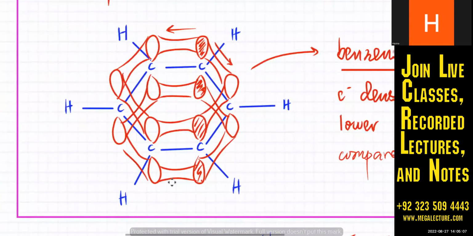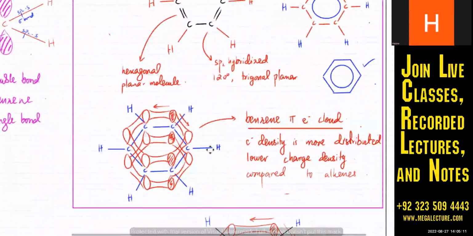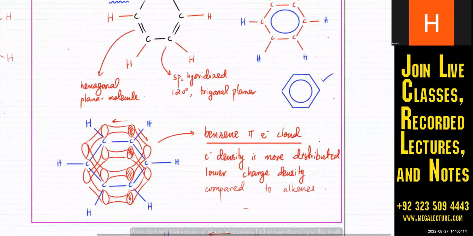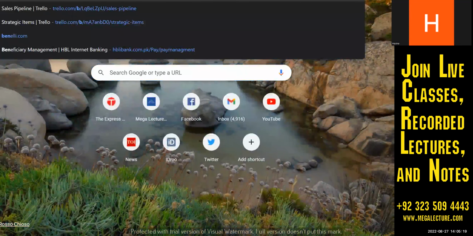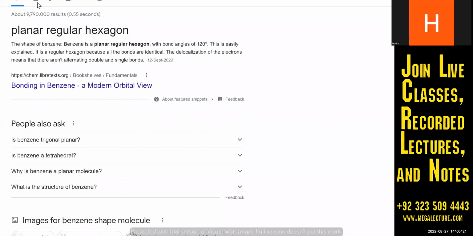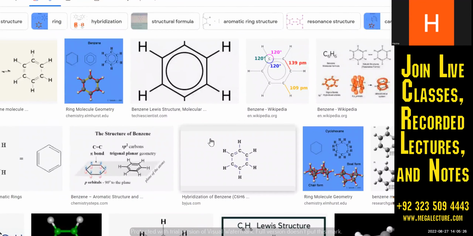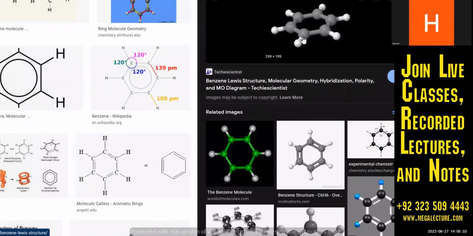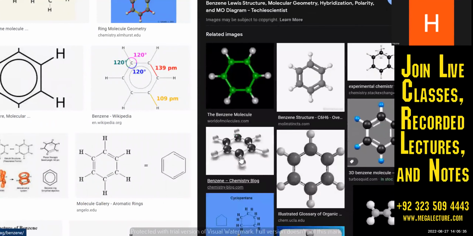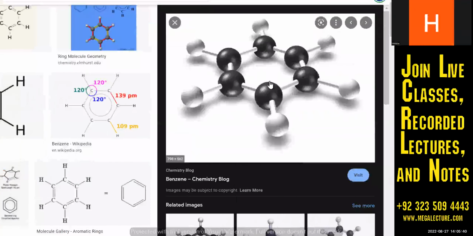The pi electron cloud is above and below. So it's a completely flat molecule. This is how a benzene shaped molecule would look like. This one's a better picture. It's going to be completely flat like this, completely planar.